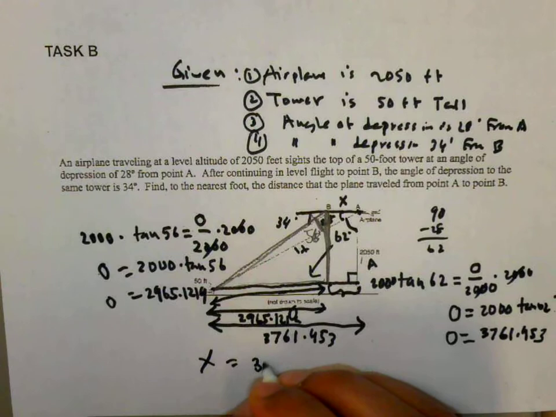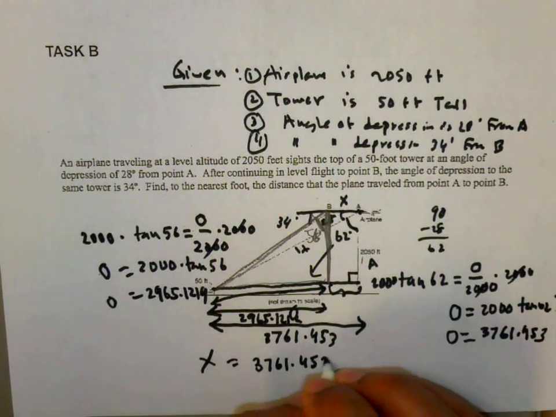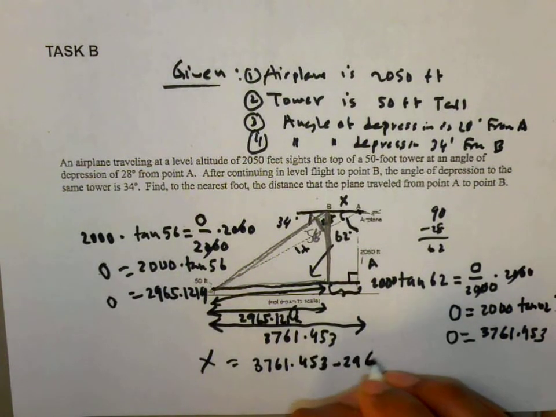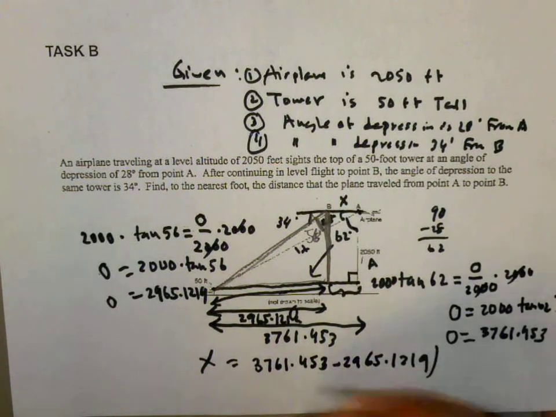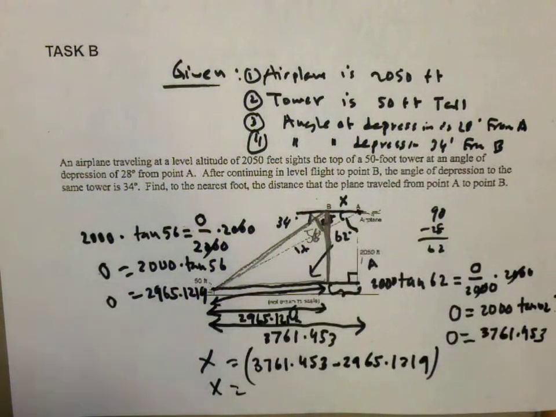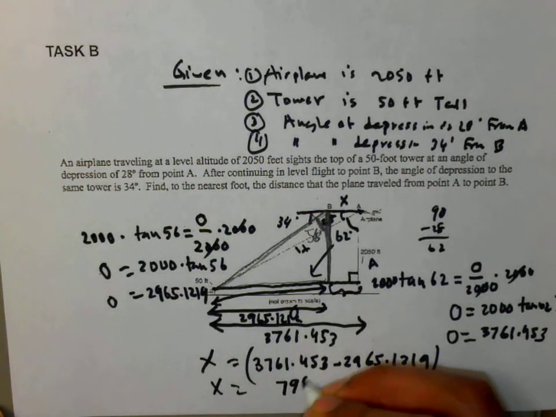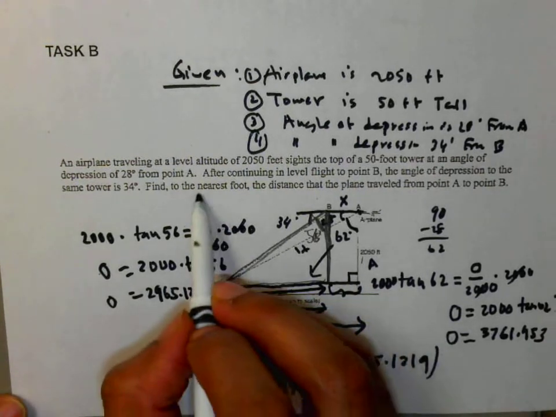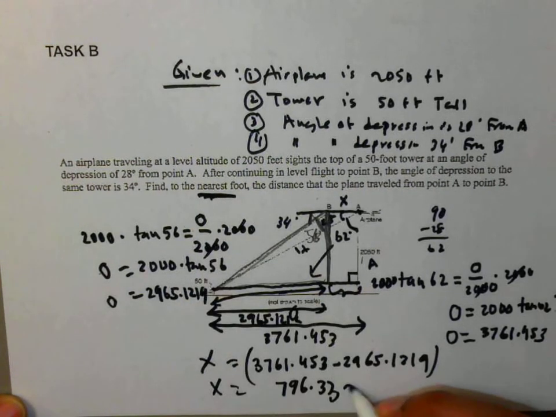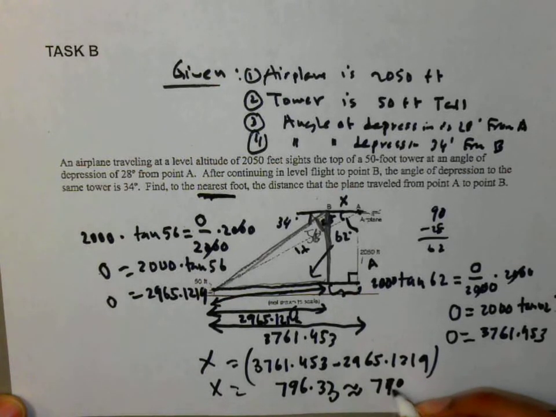So it's going to be 3761.453 minus 2965.1219. This is x. Once we put that in a calculator, it gives me about 796.33. But we have to round to the nearest foot, so it's going to be 796.